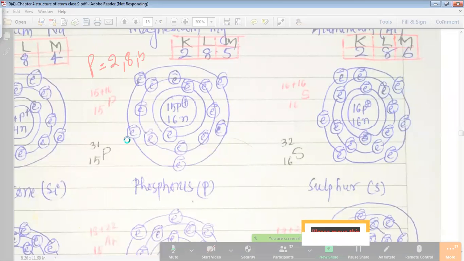you can see that we have 15 protons, and that is why the atomic number of phosphorus is 15. Atomic mass number is determined by the number of protons plus number of neutrons. As the number of protons is 15 and number of neutrons is 16, 15 plus 16 gives us 31, and thus the atomic mass number of phosphorus is 31, and thus we represent phosphorus as 15P31, which says that the atomic number of phosphorus is 15 and atomic mass number of phosphorus is 31.